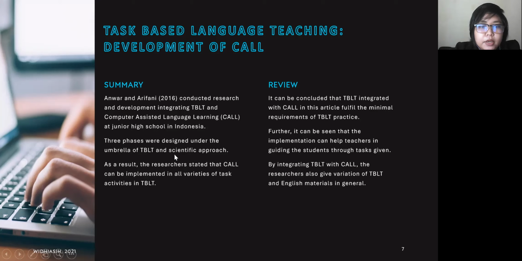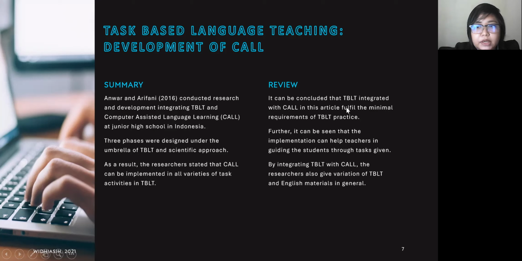And then they also integrated the scientific approach that is used in the Indonesian curriculum in designing the phases in this research context. As a result, the researchers stated that CALL can be implemented in all varieties of task activities in task-based language teaching. So I can review this article based on the theory that I've mentioned before, the three theories previously.